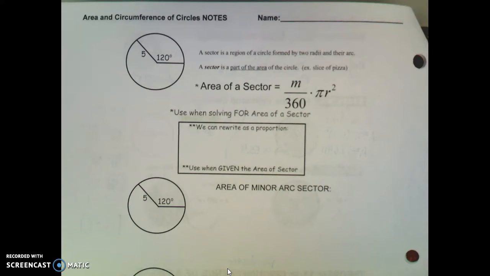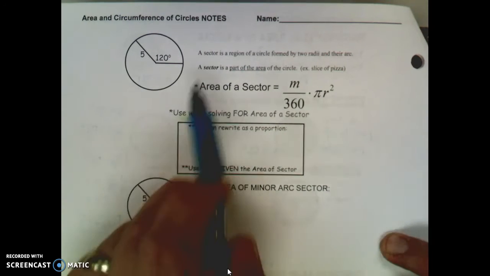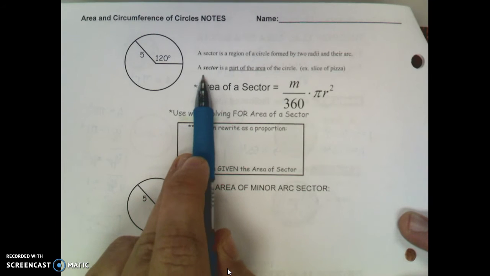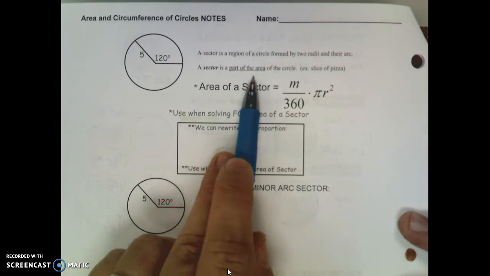Alright guys, so this video is going to talk briefly about how to find the area of what we call sectors and arc length. If you're not comfortable with finding the area of a circle or the circumference of a circle, please see a previous video that I have posted that reviews those topics. But a sector of a circle, as it says in our note sheet here, is going to be a part of the area of the circle.